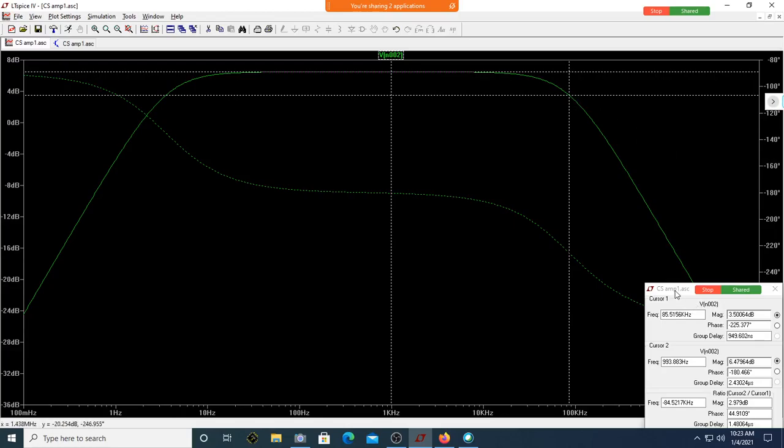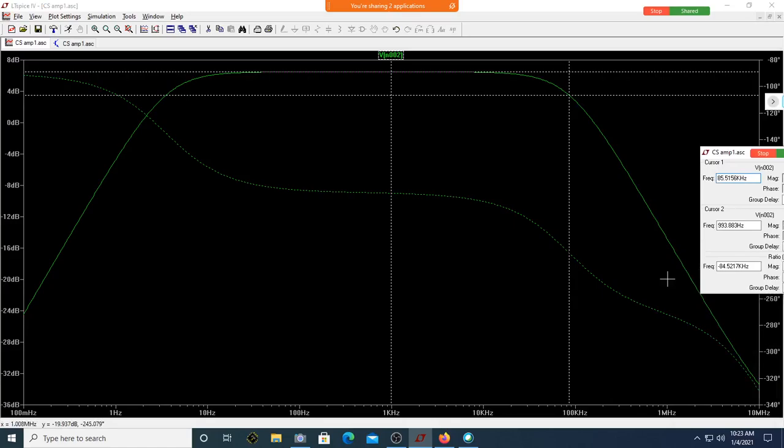You cannot see f3 because of the variation in the slope. So what we are looking at is the bandwidth. What is the bandwidth of this amplifier now? It is now 80 kilohertz. 80 kilohertz is the bandwidth. Let us go back to the AC equivalent circuit and try to get the same values.